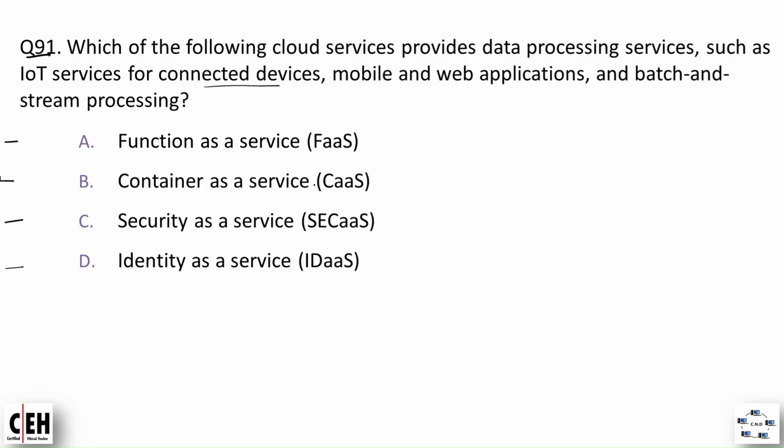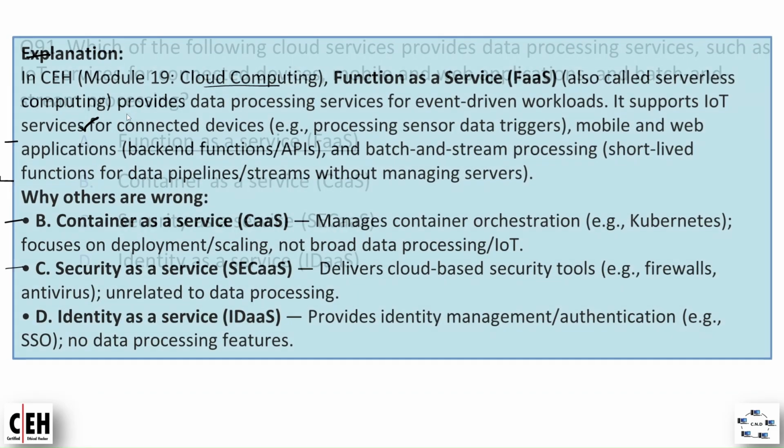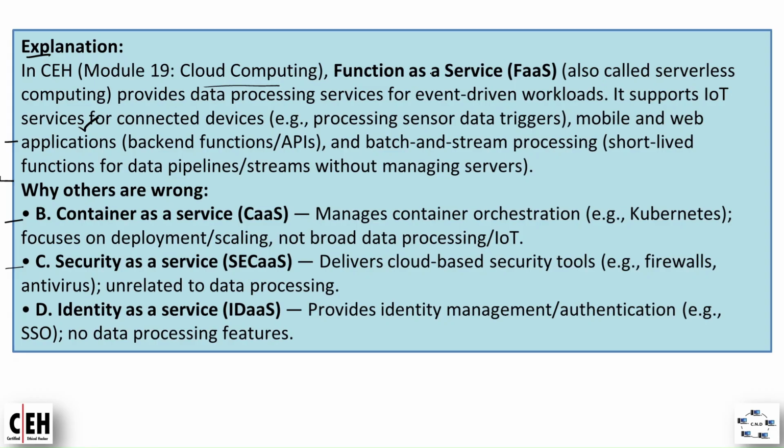And the correct option is option A, function as a service. And the explanation is, so in CEH module 19, cloud computing, function as a service, also called serverless computing, provides data processing services for event-driven workloads. It supports Internet of Things services for connected devices, for example, processing sensor data triggers, mobile and web applications, backend functions and APIs, and batch and stream processing, short-lived functions for data pipeline streams without managing servers.